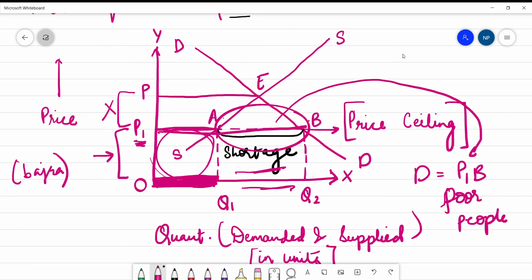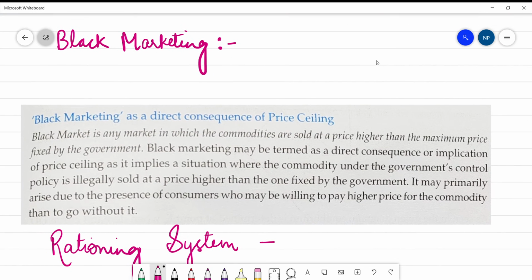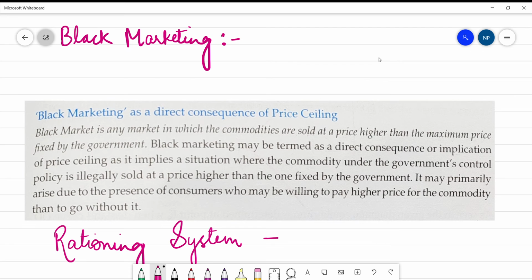Why black marketing? Because the government is trying to feed the poor people at the maximum level, but the producers are thinking of their profit. So when the government tries to bring down the price, they cut short the supply in the economy, and this leads to black marketing in the economy. Now, what happens when we see black marketing? Why is it said to be the direct consequence of price ceiling?